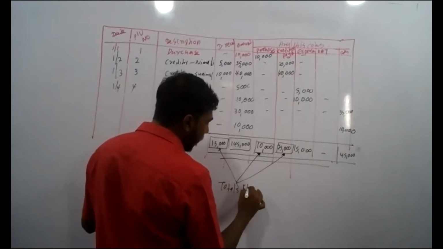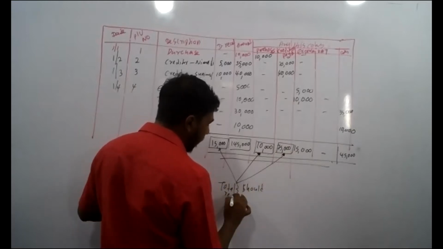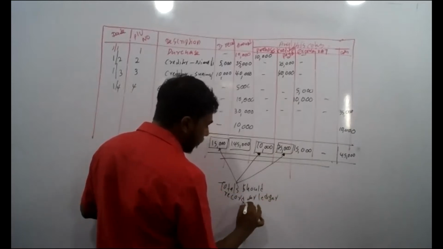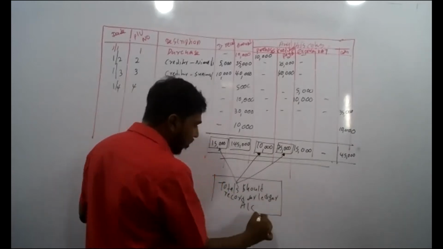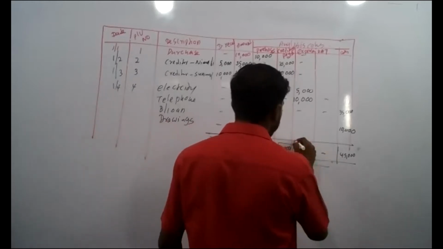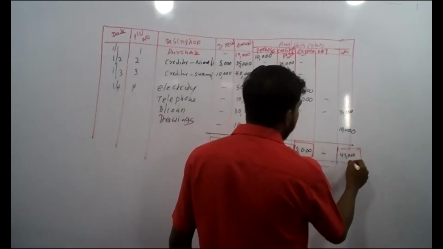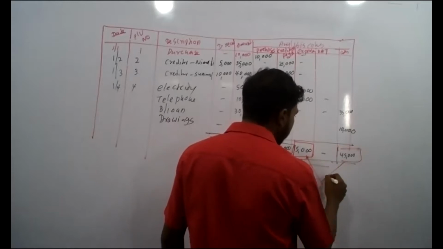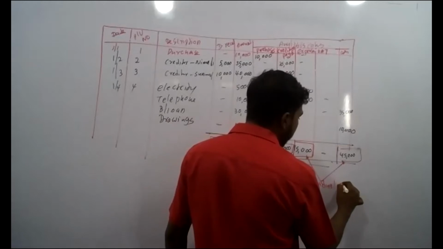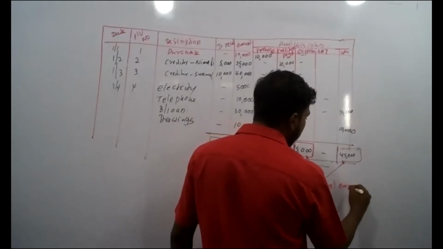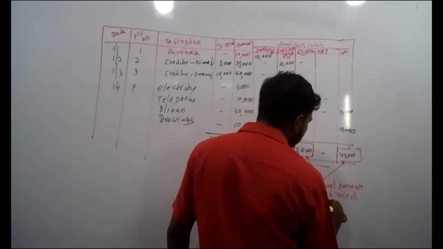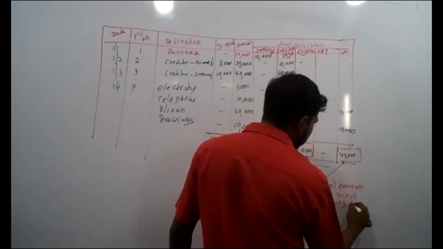Totals should be recorded for ledger accounts. Clear? Then these two, expenses and the other, the individual amounts should be recorded for ledger.